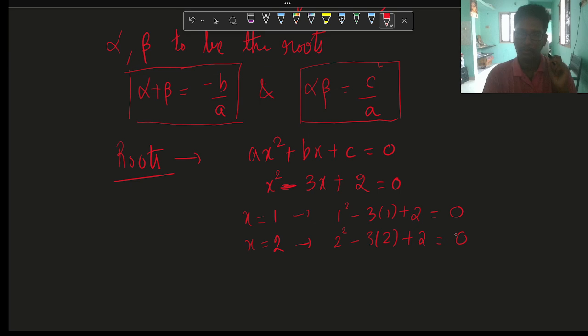So roots and solutions of the quadratic equation are such that if I substitute this particular value, I would end up getting 0 and the equation is satisfied. So this is how roots behave.